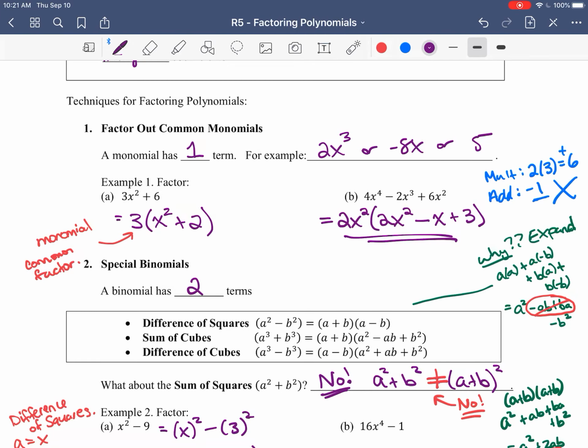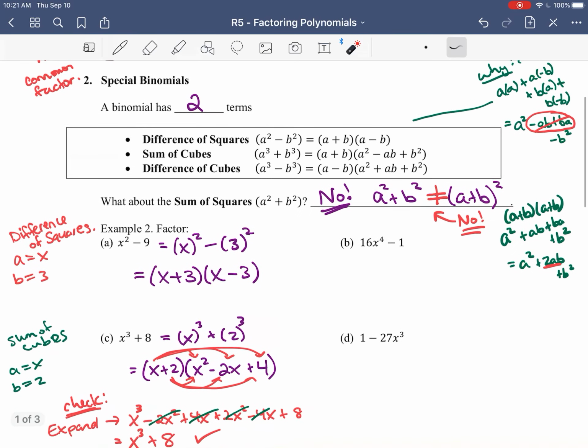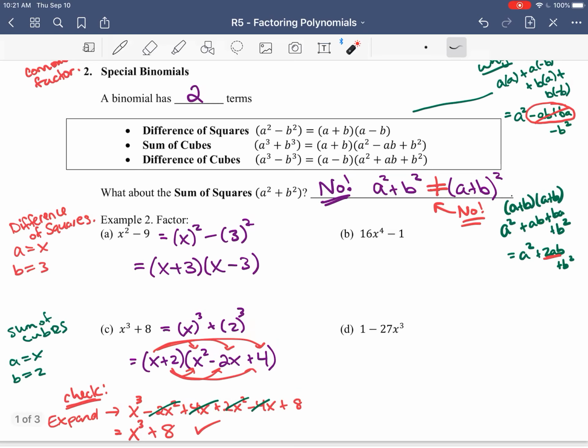Okay, let's move to example 2. So here we talked about some special binomials and in particular some special formulas, so specific ways that we can factor certain things. If you see a difference of squares, we know how to factor that. The sum of cubes, we know how to factor that. And the difference of cubes, we know how to factor that. Sum of squares, however, no formula. It's not a plus b all squared.